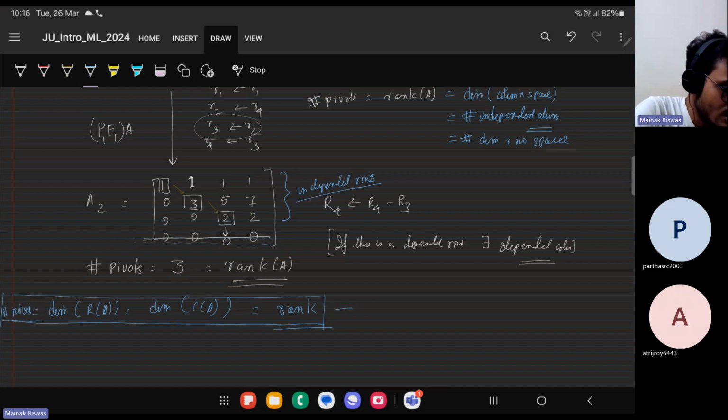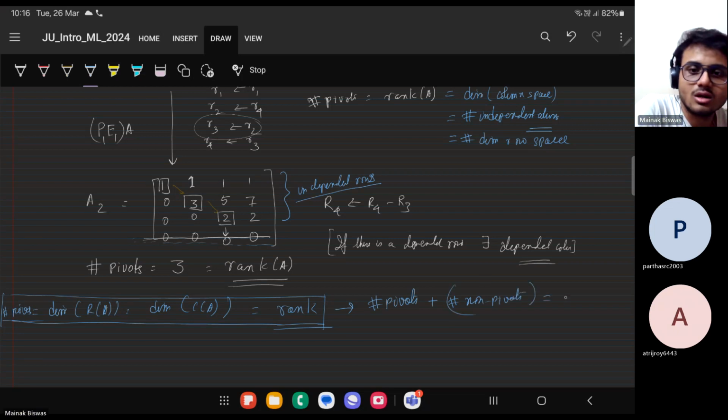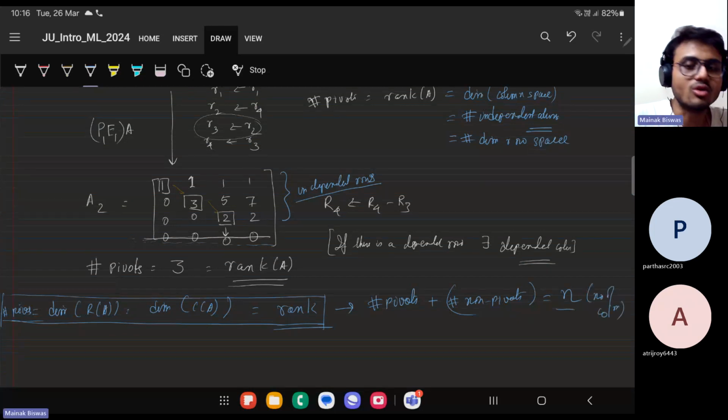You have another theorem. So number of pivots plus number of non-pivots has to be equal to what? Equals to number of columns, N. N, yes, right? Number of columns also is equal to number of rows if you define the pivots accordingly, number of non-pivots accordingly, right? Here for non-pivots, I am considering dependent columns.